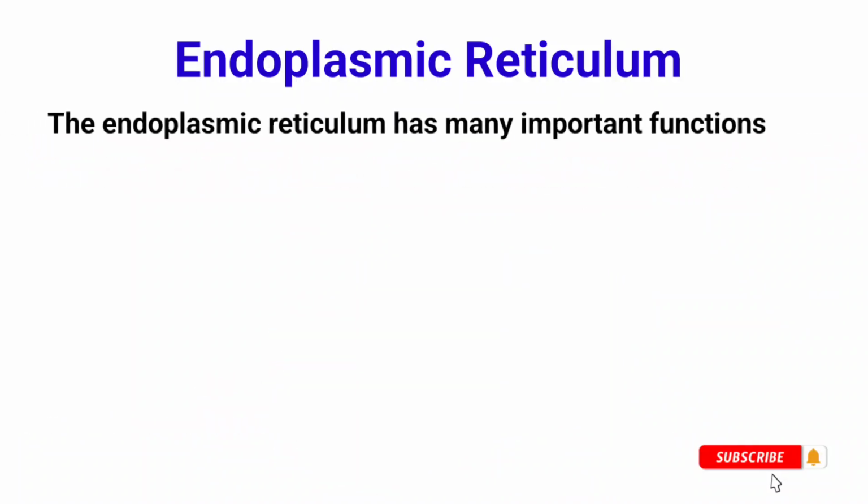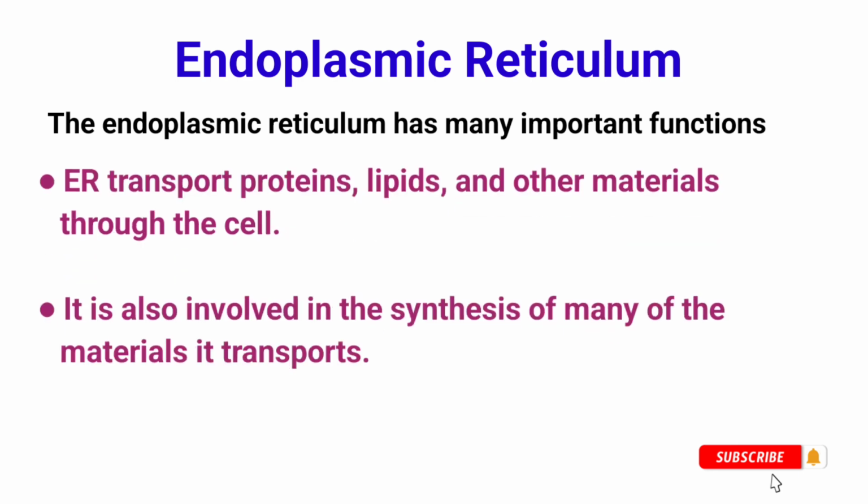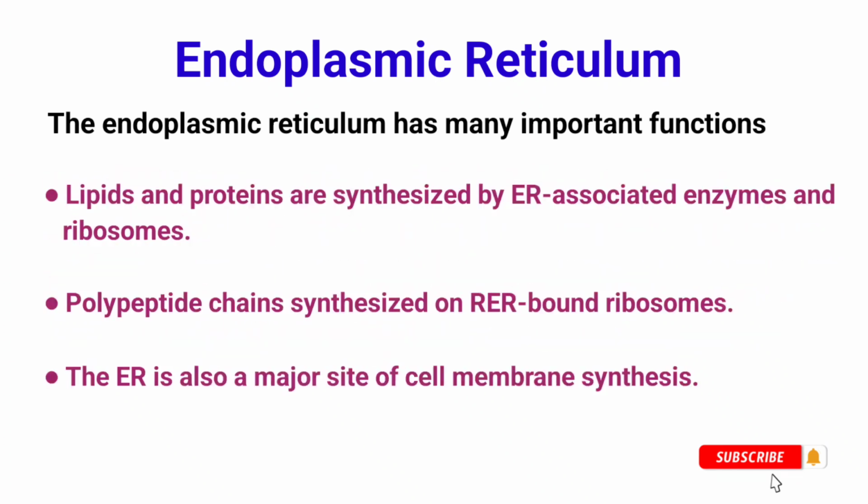Coming to the functions of endoplasmic reticulum: it transports proteins, lipids, and other materials through the cell. It is involved in the synthesis of lipids and proteins by endoplasmic reticulum associated enzymes and ribosomes. Polypeptide chains are synthesized on rough endoplasmic reticulum bound ribosomes. The endoplasmic reticulum is also a major site of cell membrane synthesis.